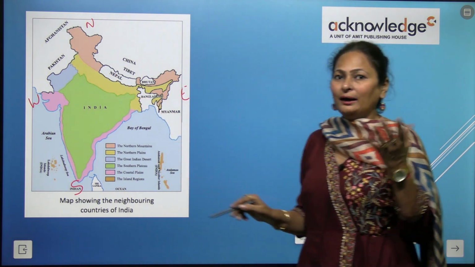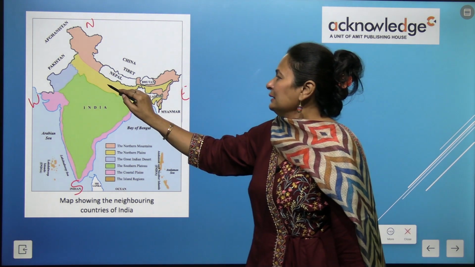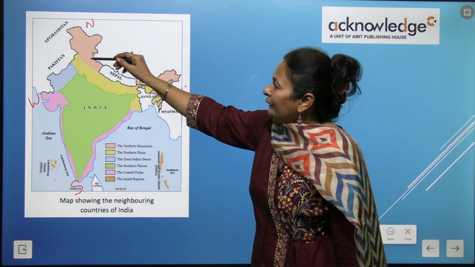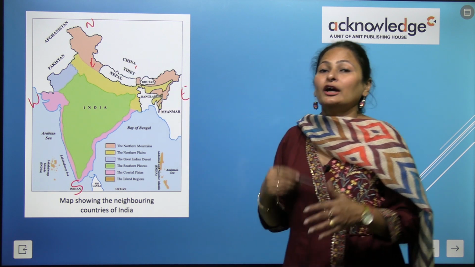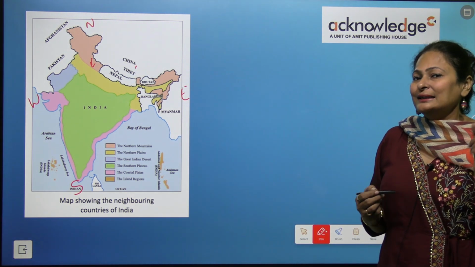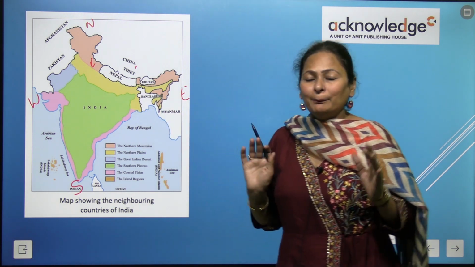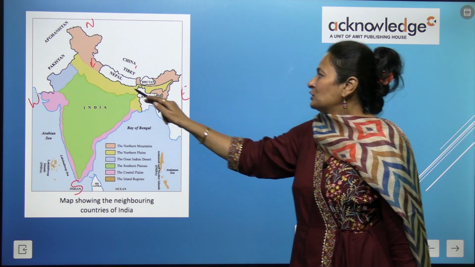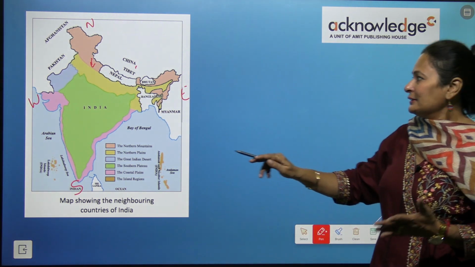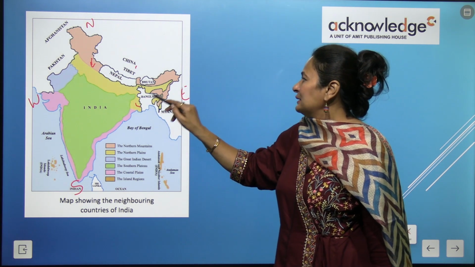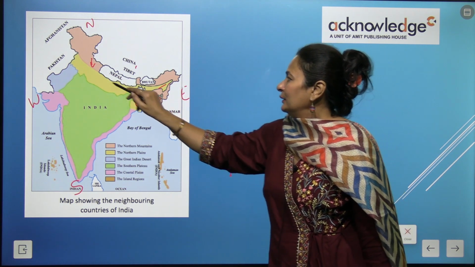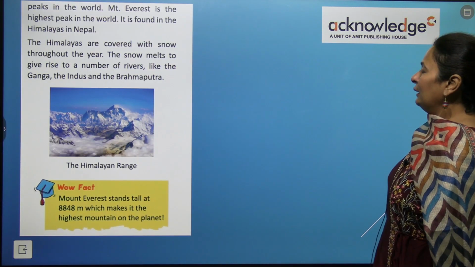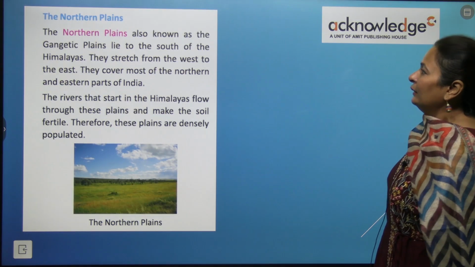The yellow part in the map is Northern Plains. Yes. So, Northern Plains are in the south of Himalayas, in the south direction of Himalayas. It stretches from northwest to east. You can see these are the Northern Plains, right? So let's learn more about the Northern Plains.